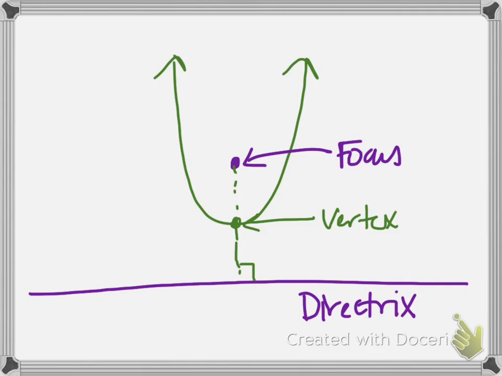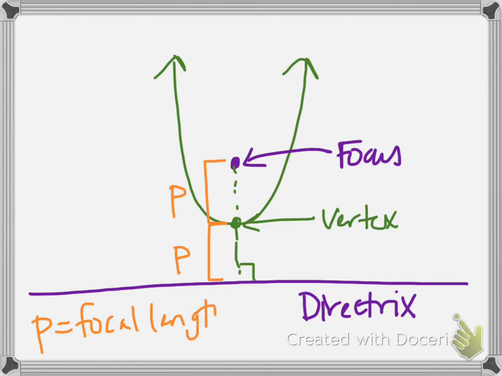The distance from the vertex to the directrix and from the vertex to the focus is always going to be the same. We call that p, and the variable p stands for focal length. So let's try some problems with this.